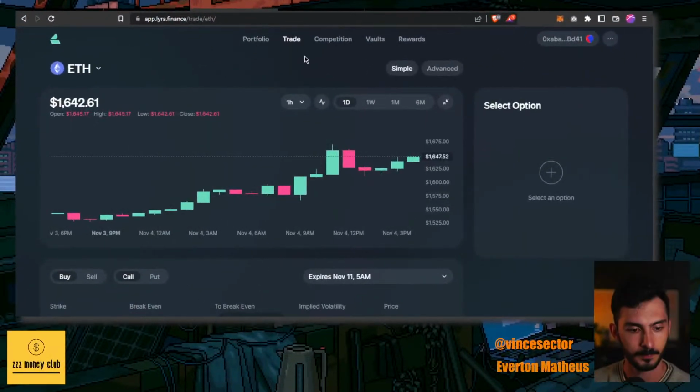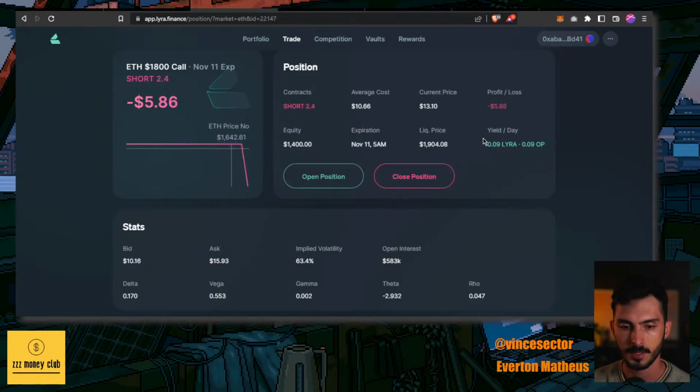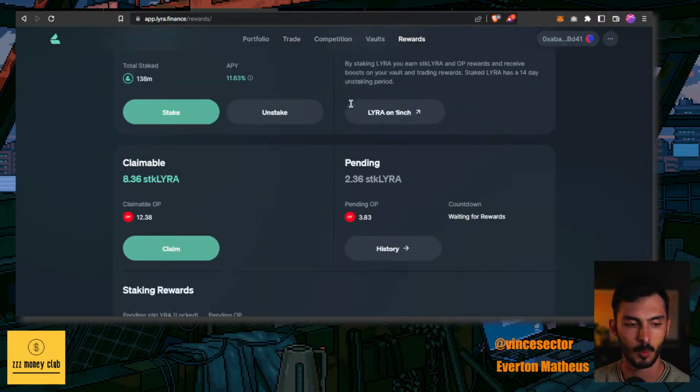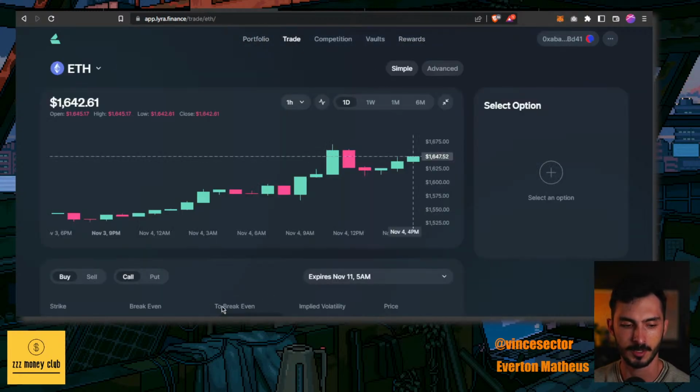So open positions. I go right here, so you can see. I make this amount per day in extra tokens or extra yield, whatever you want to call it. Lira is paying me to open up my position here, and then I can come here in rewards every 2 weeks, I think it is, and I collect this, which makes probably $3 or $4 every 2 weeks. And since I don't close options very often here.